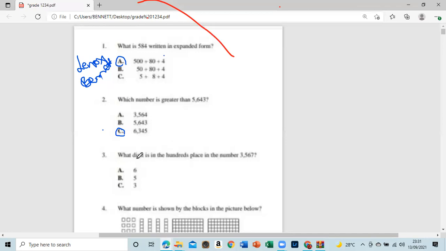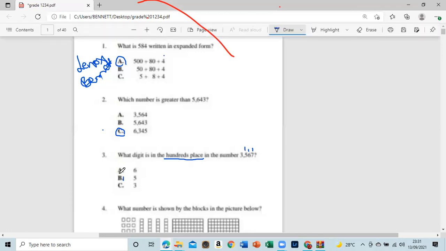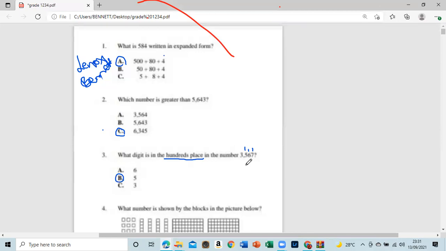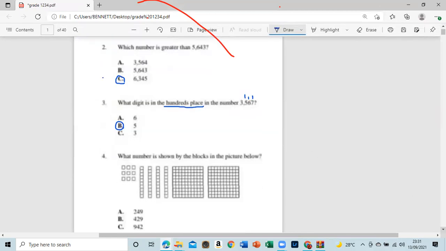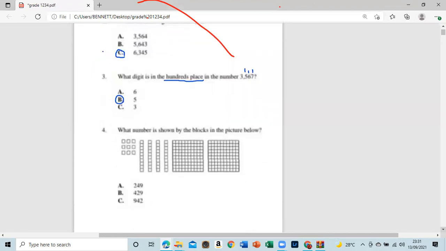This one says, what digit is in the hundreds place? Underline that, the 100, please. So this is ones, tens, and this is hundreds, so that is 5. Let's move on to number 4. If a child is in grade 3, they should know all of this. Well, if they're going to grade 4, they should.